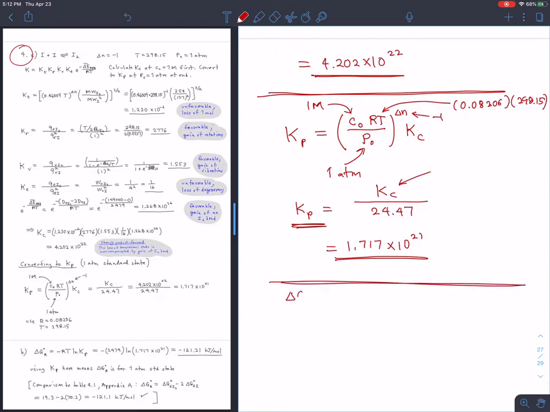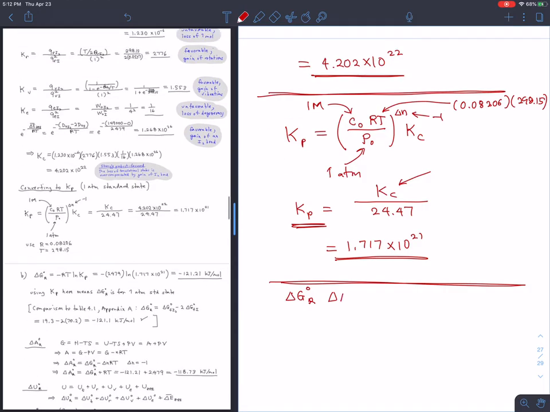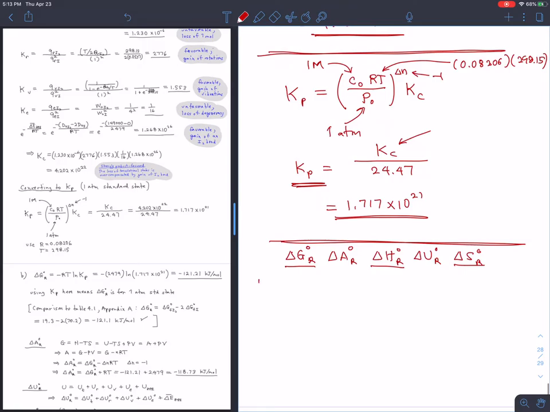In part B, we're going to calculate delta G of reaction, delta G0 for reaction, delta A0, delta H0, delta U0, and delta S0. So we're going to calculate all of the relevant thermodynamic changes that take place during the course of the reaction. And we can compare three of these, as I set up above: delta G, delta H, and delta S, we can all compare to calculations from the tables. So this is part B.